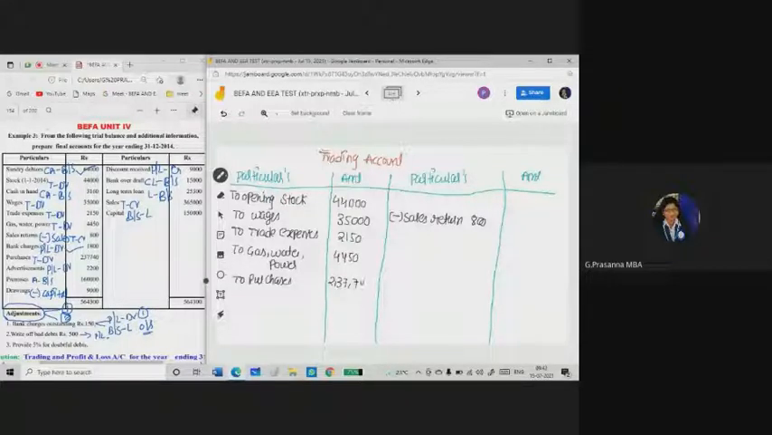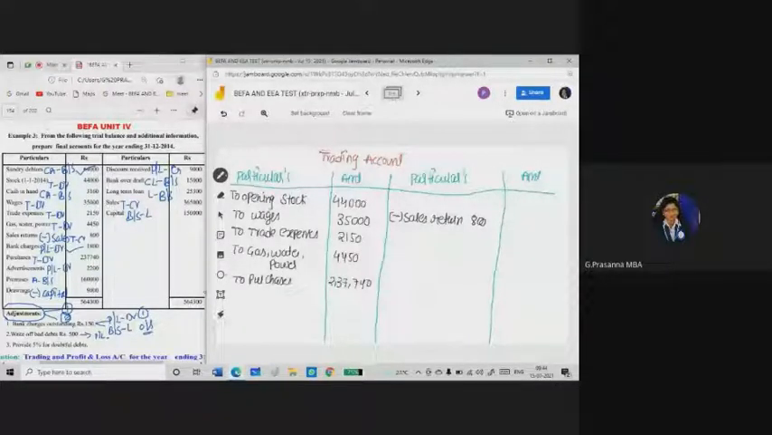2,37,740 rupees. Advertisement is related with the P&L account. Premises is an asset. Drawings you need to show in the balance sheet, deduct from the capital. Now come to the credit side. Discount received has to be shown in the P&L account.